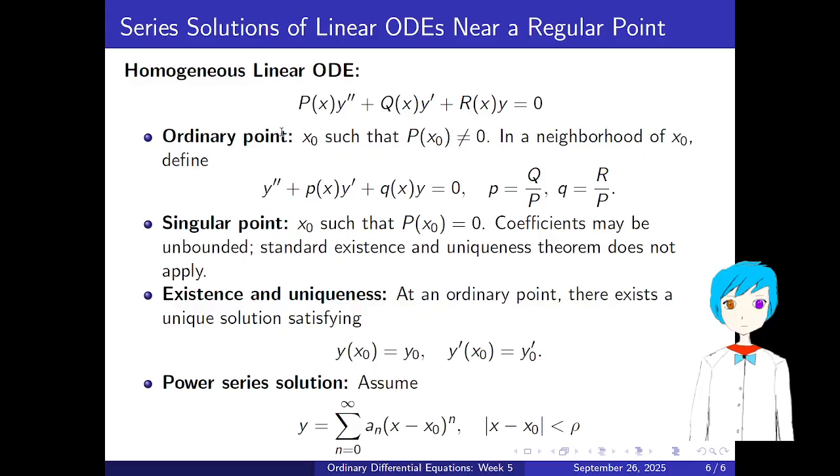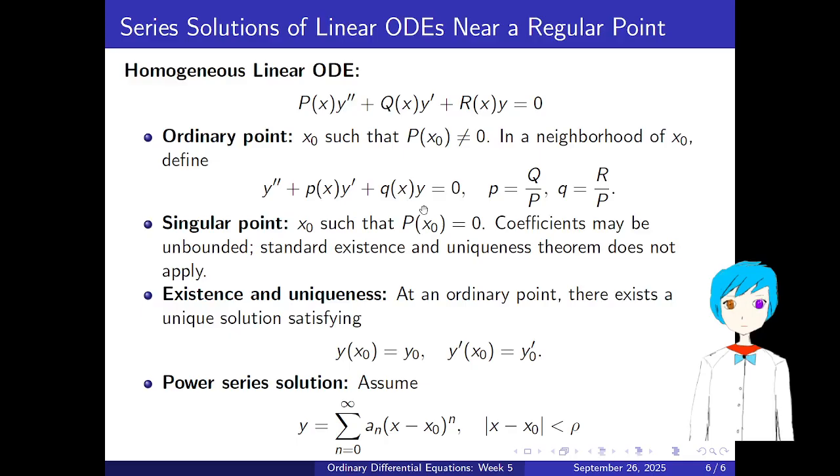So first, we look at the homogeneous linear ODEs in this form. We assume that at x0, p(x0) does not equal 0. In this case, we can convert this ODE into an ODE whose coefficient in front of the highest order term is 1. We call such x0 an ordinary point, because p(x0) is not equal to 0. We call x0 a singular point if p(x0) equals 0.